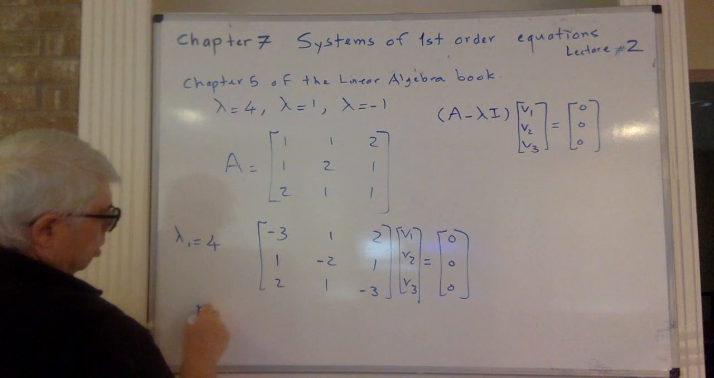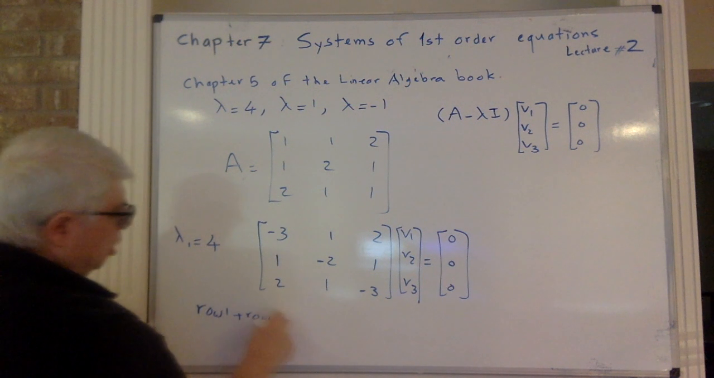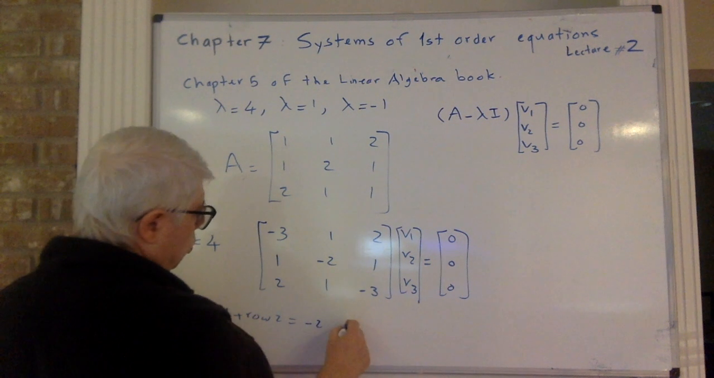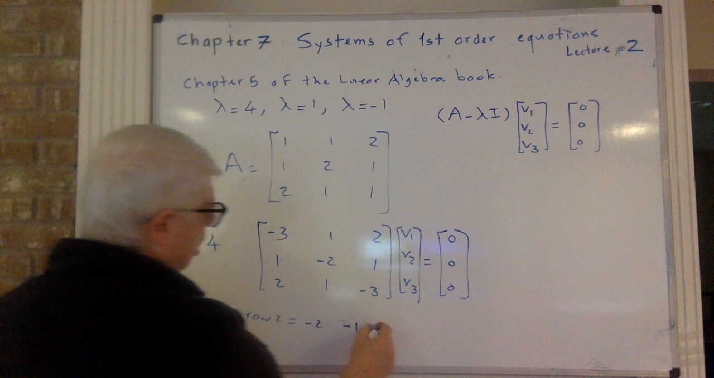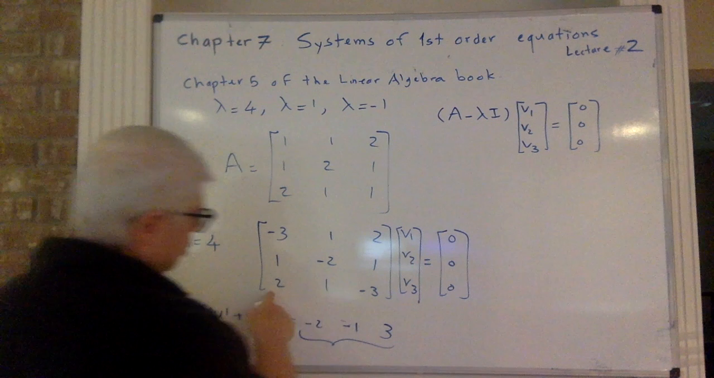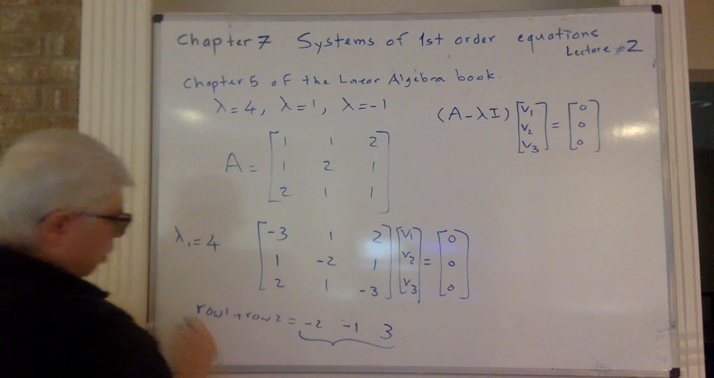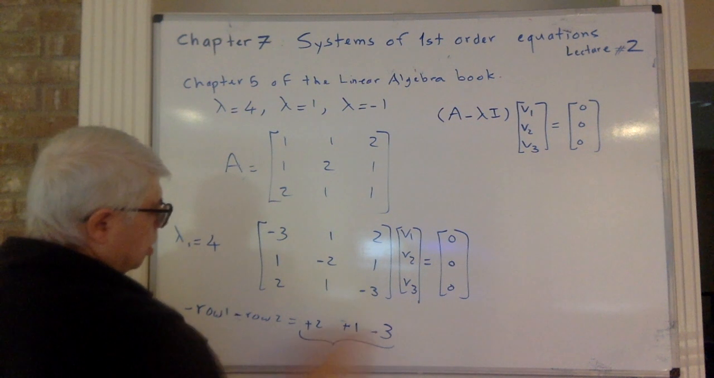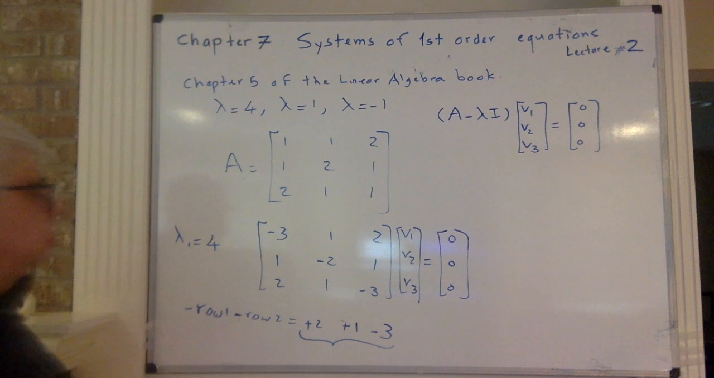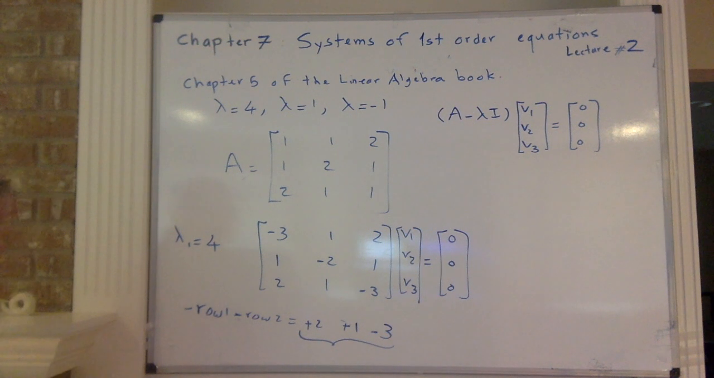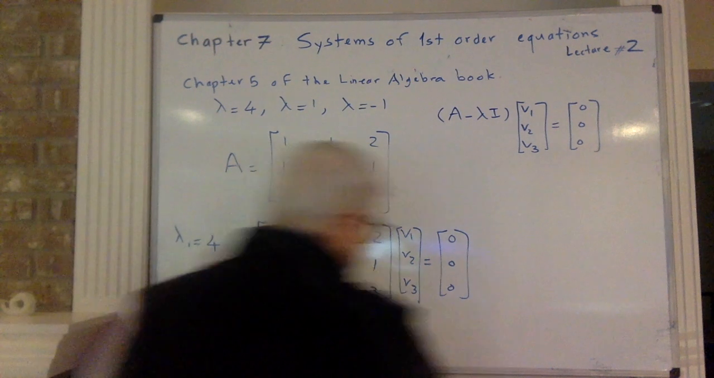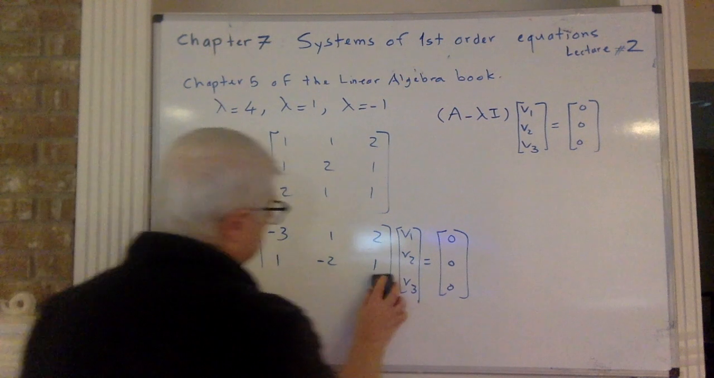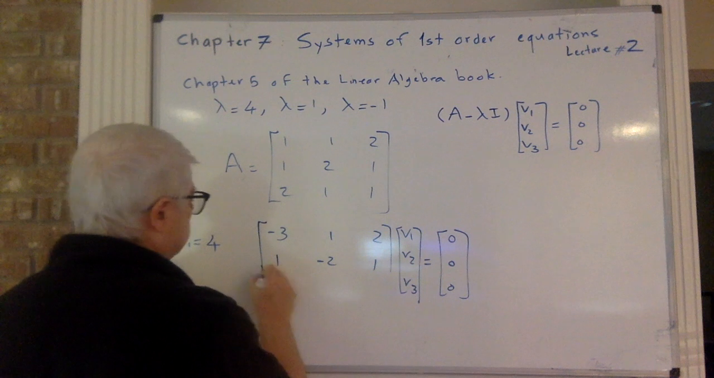Row 1 plus row 2 is minus 2, minus 1, and 3. You see, minus 2, minus 1, and 3. This is the negative of this. So if I say minus row 1 minus row 2, I will get this. So minus row 1 minus row 2 is the third row. Therefore, the third row is redundant. I don't need the third row, so I can just erase it. So I'm dealing with this.